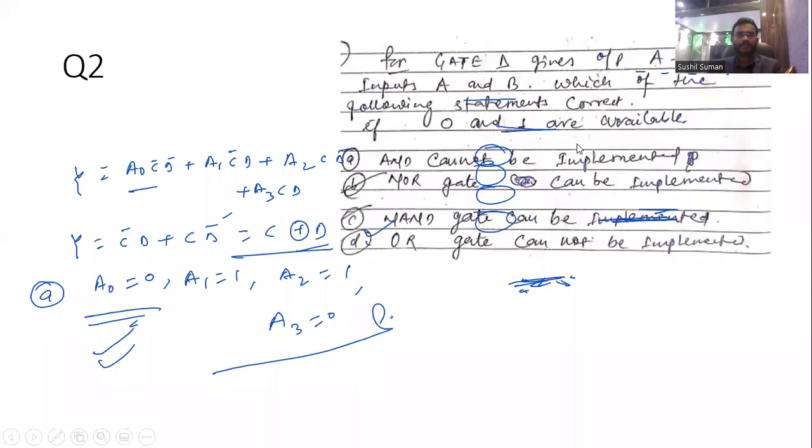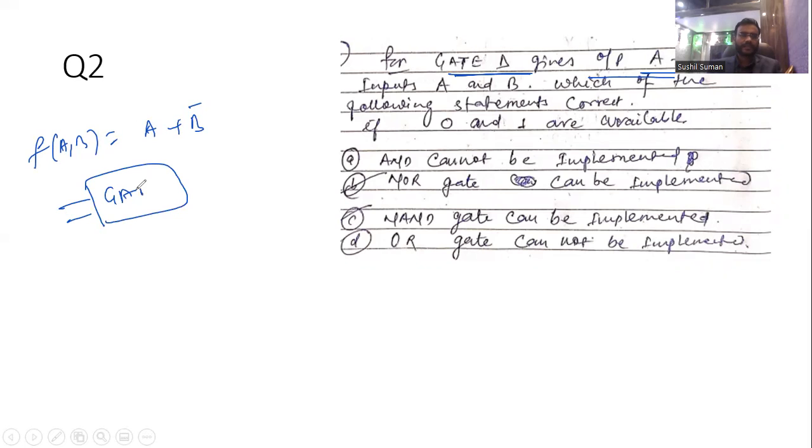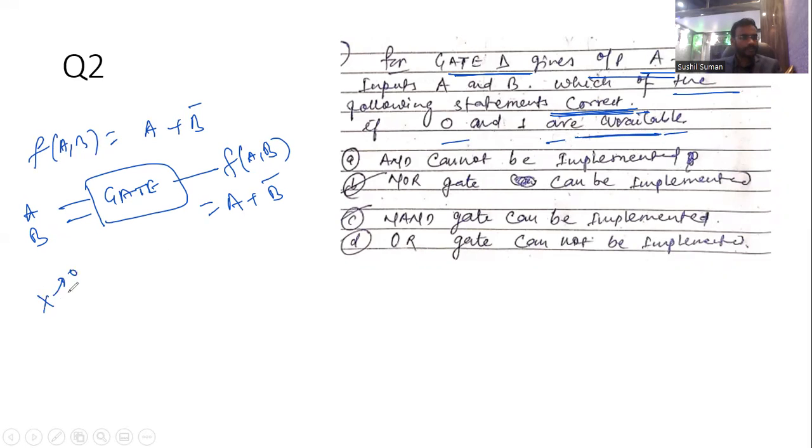Now come to the next question. The next question is one of the best questions. Let's say there is a gate, and the output is f of AB equal to A plus B bar. The gate has inputs A and B, and output f of AB equals A plus B bar. For inputs A and B, which of the following statements is correct? If 0 and 1 are both available, then what is the output?